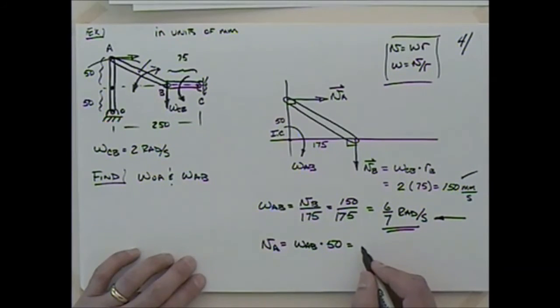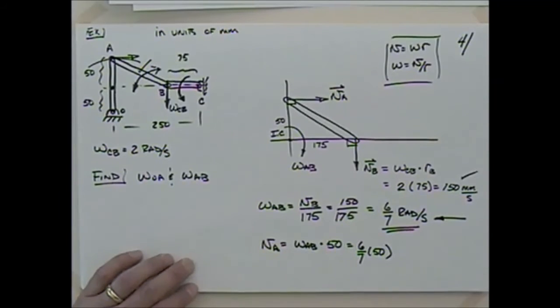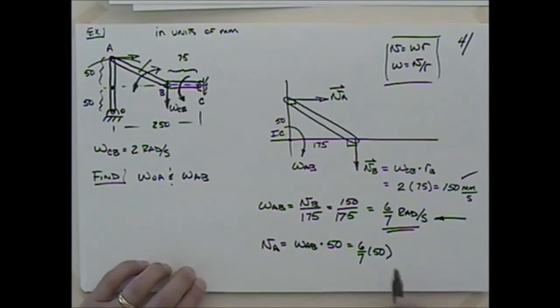Yeah, 6/7 times 50. I don't really need the velocity at A. I mean, that's an intermediate step, so I'll just leave it like that. You could go through the math if you want to.